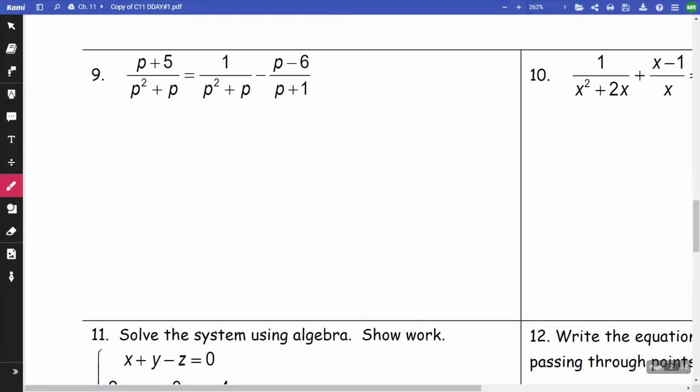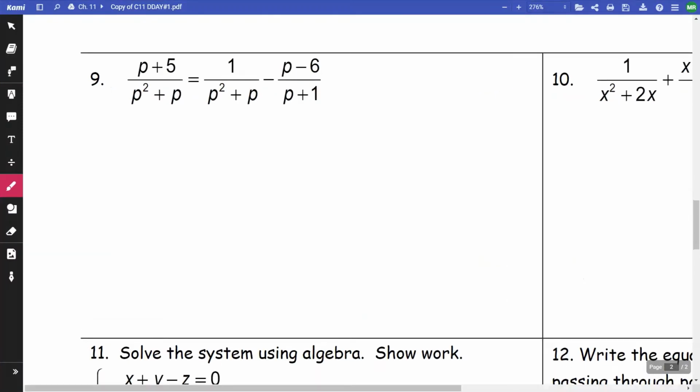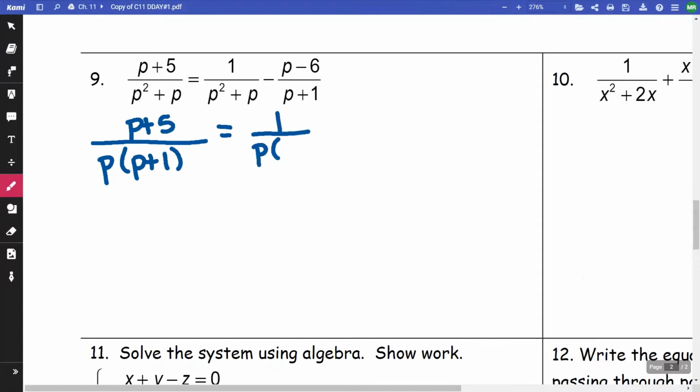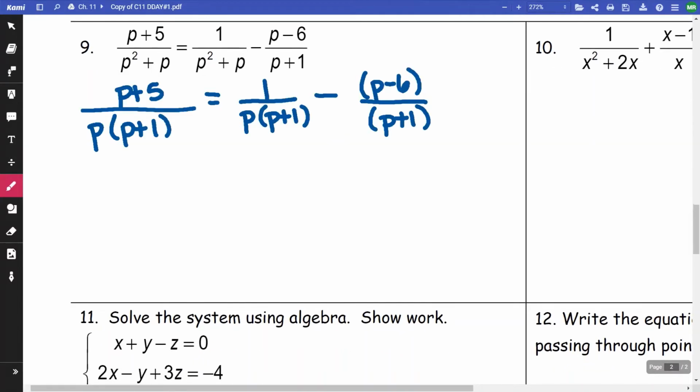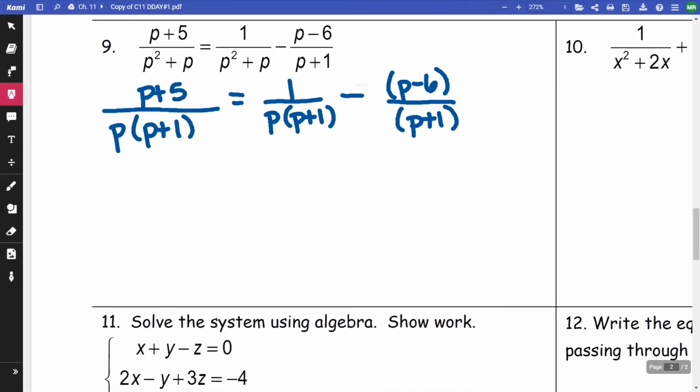So on number 9, we want to factor the denominators to see what we have. So I'm going to have p plus 5 over p times p plus 1 equals 1 over p times p plus 1 minus p minus 6 over p plus 1. So this is kind of an application problem, a little reminder from integrated 1, but a little more difficult than integrated 1. In integrated 1, we learned how to clear fractions.